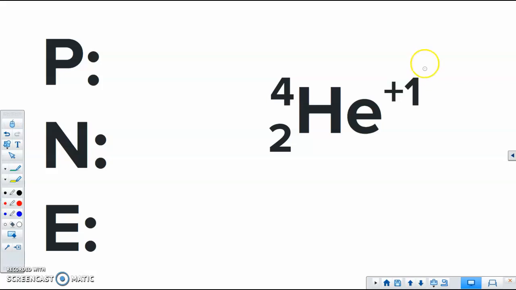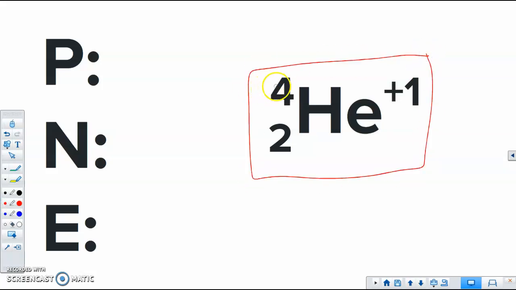We've got isotope notation right here. Okay, we have 4 in the top left, 2 in the bottom left, +1 in the top right. We want to know how many protons, neutrons, and electrons we're working with here. This is He, which happens to be helium on the periodic table. We see that its atomic number here is 2. That tells us how many protons. Remember, atomic number always equals the number of protons, so we can put 2 for protons.